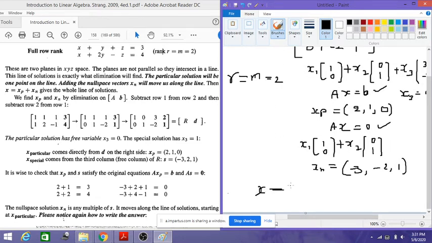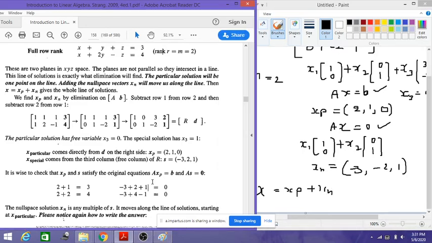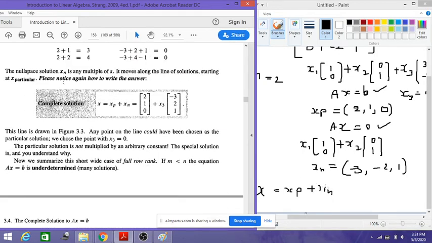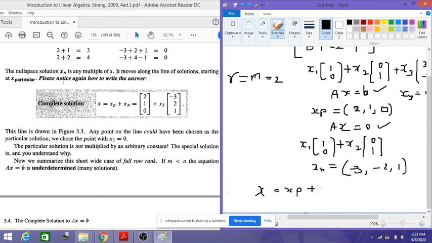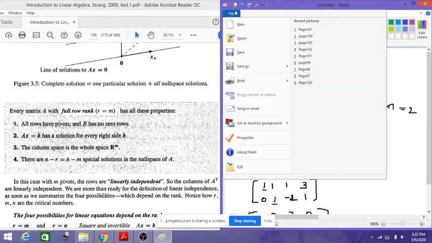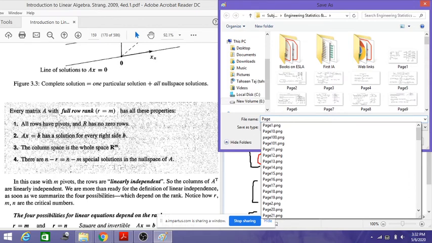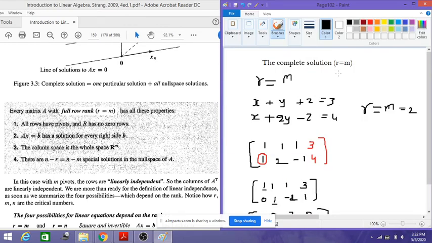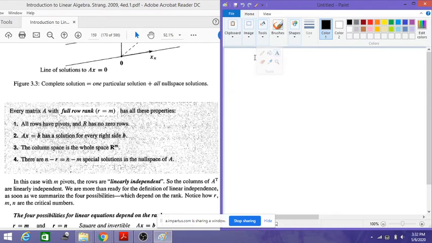We just define that the complete solution is x equal to xp plus xn. So finally we can write this is equal to 2, 1, 0 plus x3 times minus 3, minus 2 and 1. Now it has certain properties as well. To write the properties, we'll go to the next page. Let me save this here. We'll define the properties of a full row rank. Let me write that here.